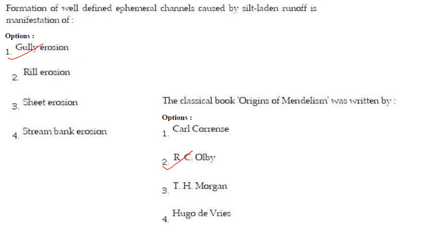Next one, the classical book Origin of Mendelism was written by option 1 Carl Correns, 2 R.C. Olby, 3 T.H. Morgan, 4 Hugo de Vries. Answer is option 2, R.C. Olby.